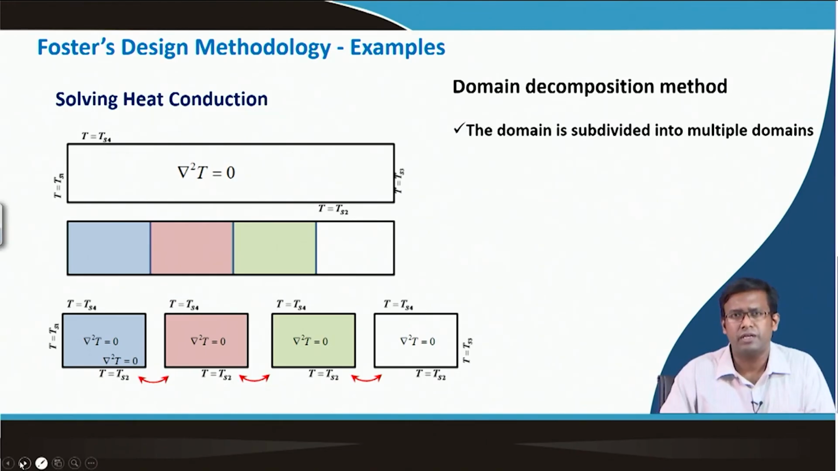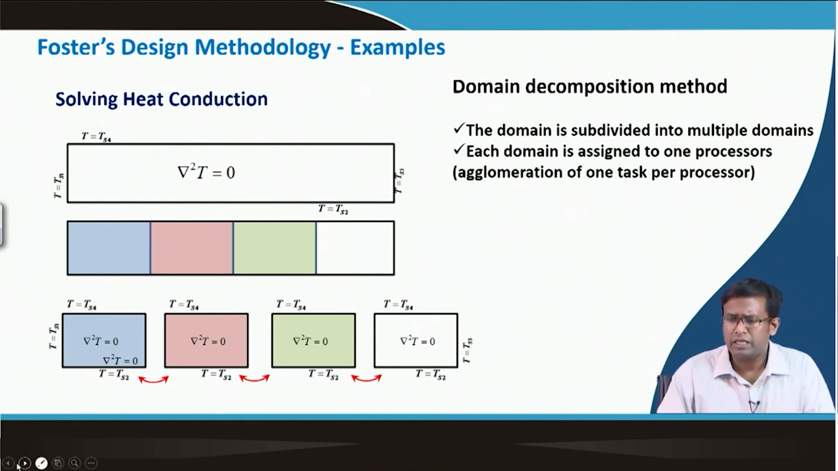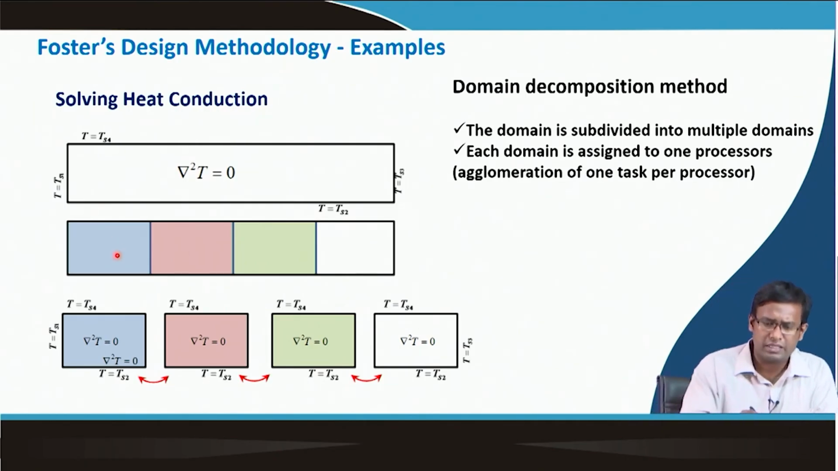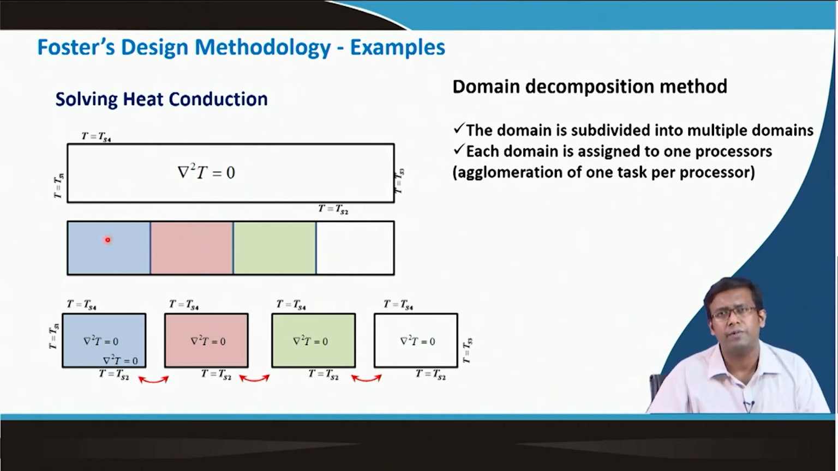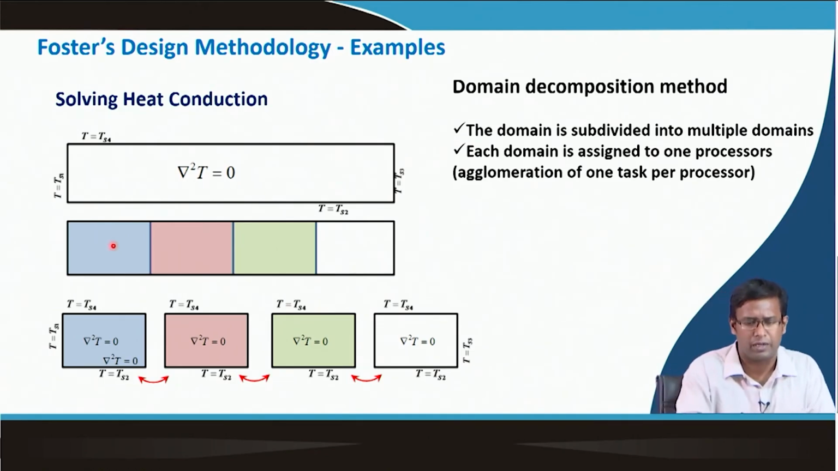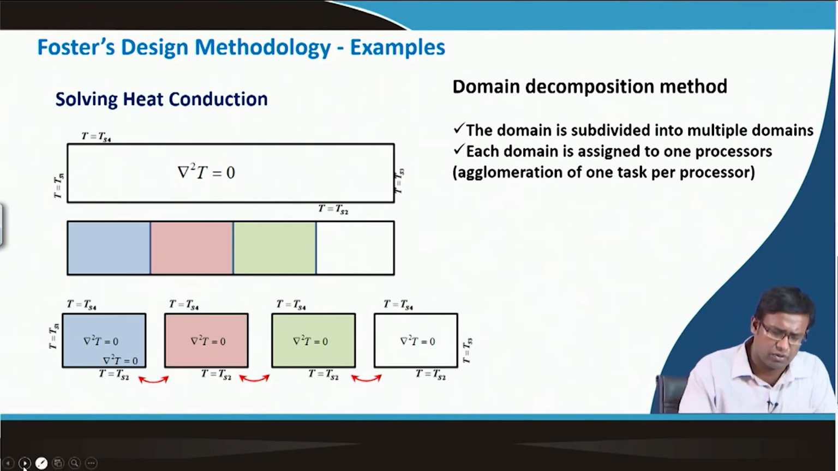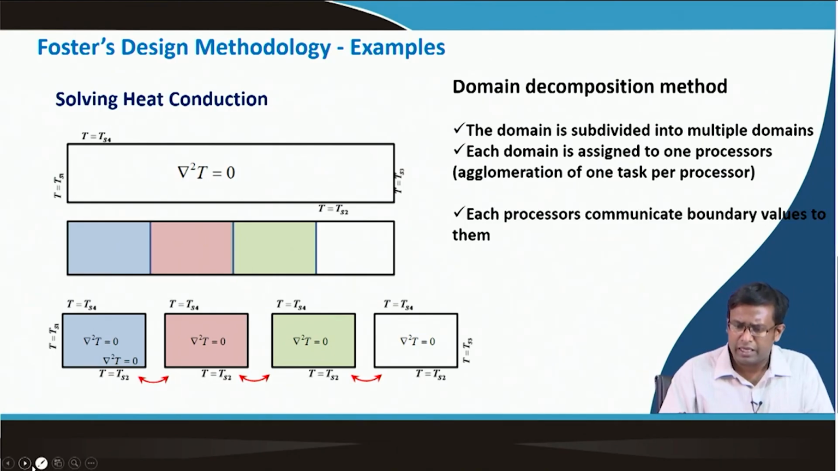The domain is subdivided into multiple domains. Each domain is assigned to one processor. So, the problem inside each domain is considered as one task, which is agglomerated again as one task; finally, one agglomerated task comes out of a domain. Inside a domain, if we think of hybrid parallelization, we can form multiple tasks inside a domain, but let us not look into that at this point. And then each processor communicates boundary values to the others.